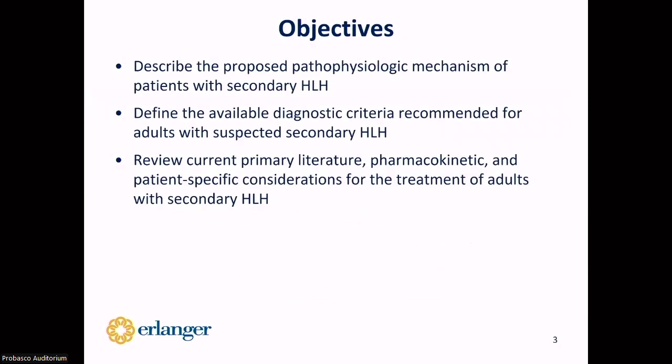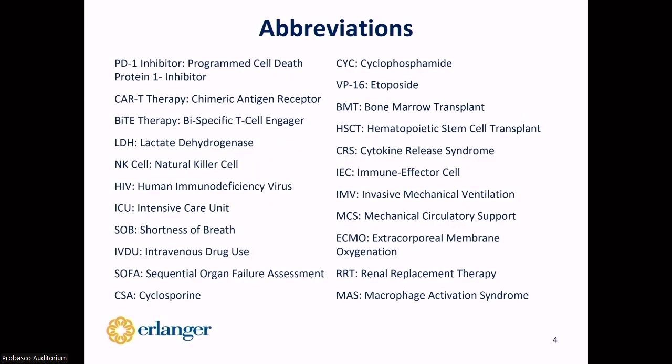By the end of the presentation today, hopefully we all should be able to describe the proposed pathophysiologic mechanisms of adults with secondary HLH, define available diagnostic criteria for these patients, and finally review current primary literature, pharmacokinetic, and patient-specific considerations for the treatments of adults with this disease state. I have additionally included an abbreviation slide here for your review.